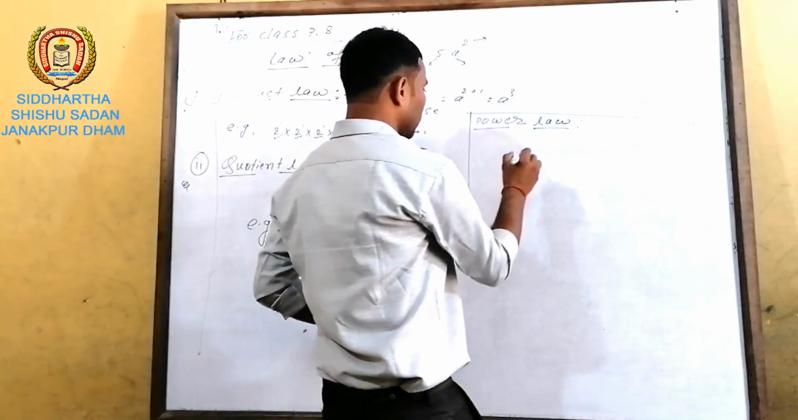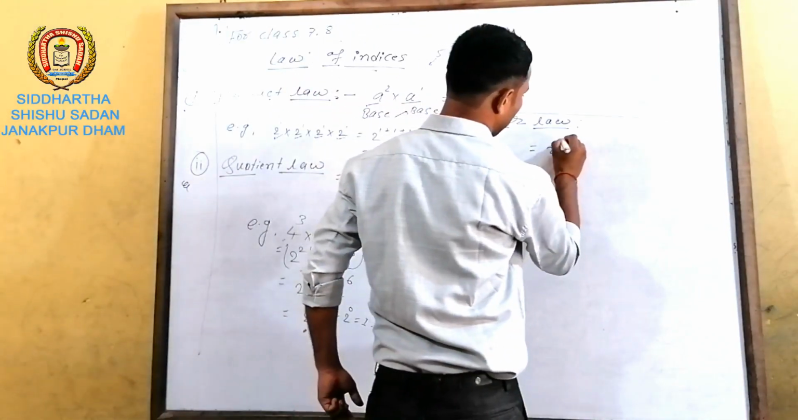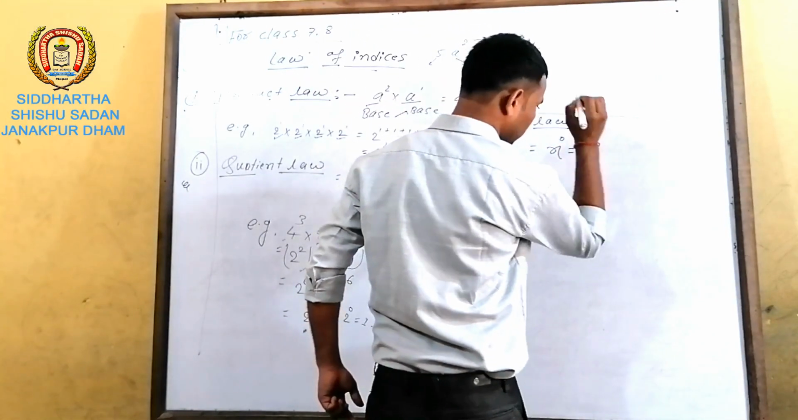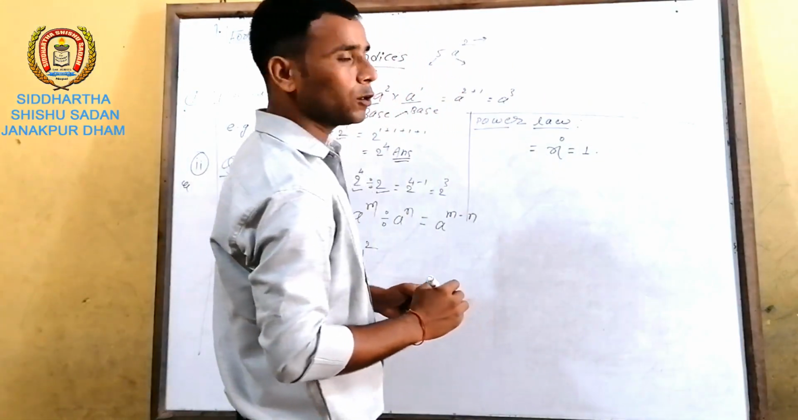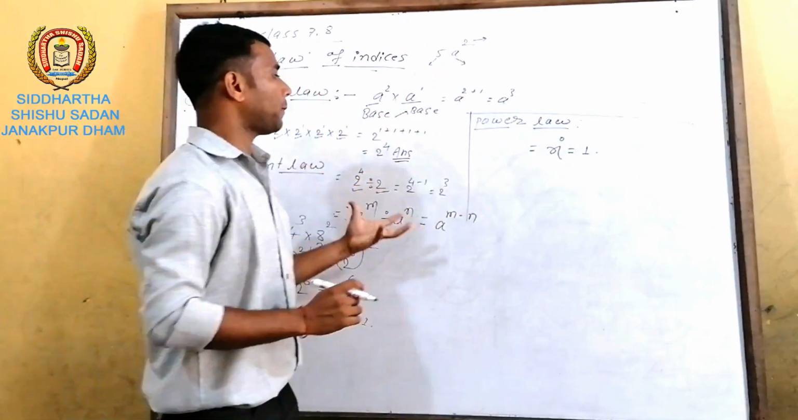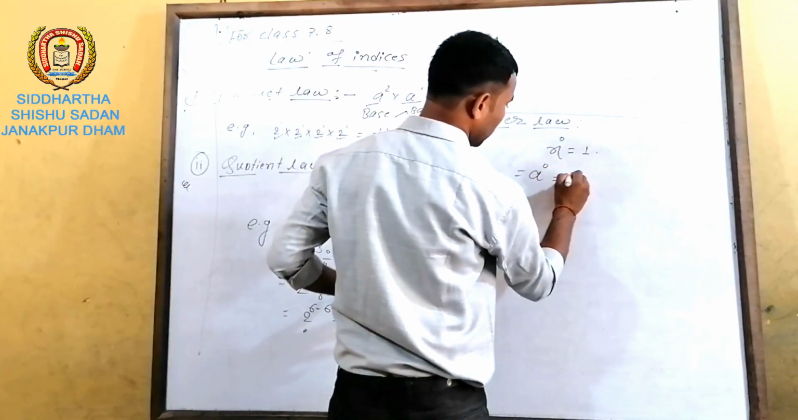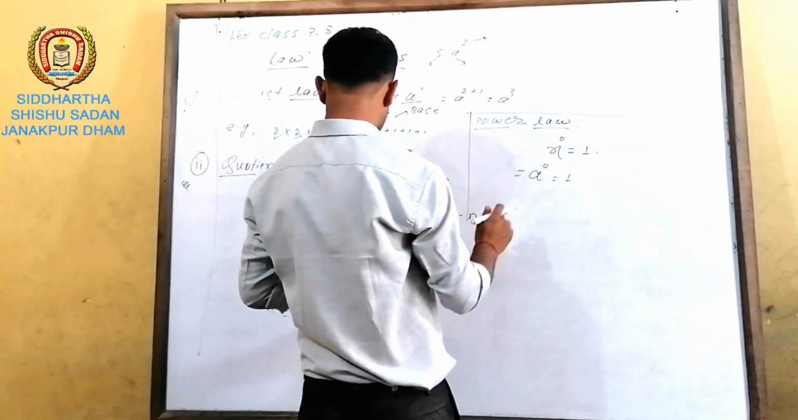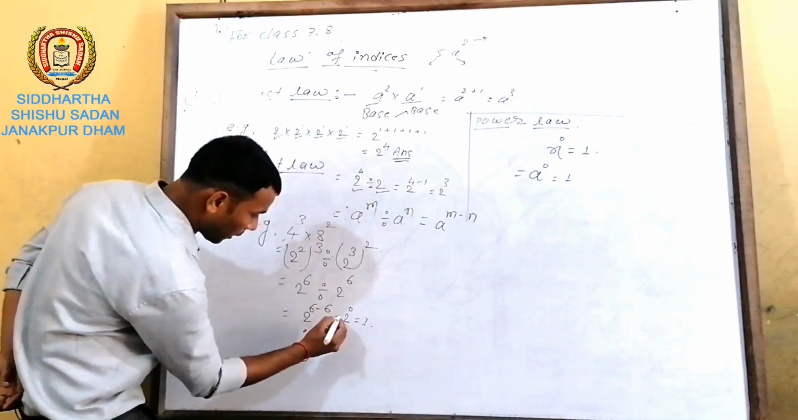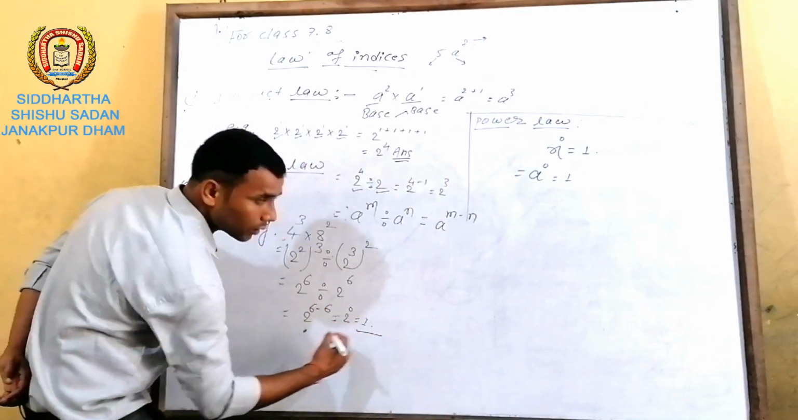Anything to the power 0, suppose x to the power 0 is equal to 1, so the value is 1. Any variable with power 0, suppose a to the power 0, the value is 1. So therefore 2 to the power 0 is equal to 1.